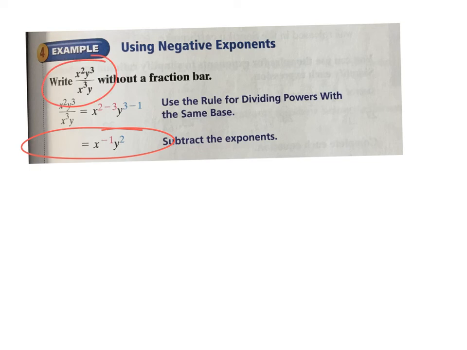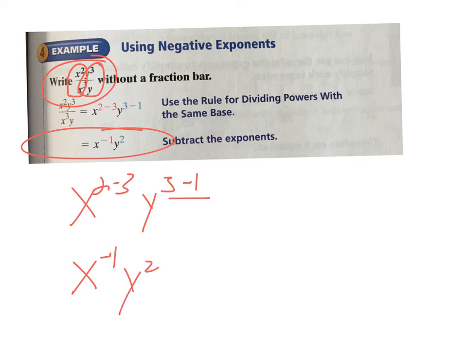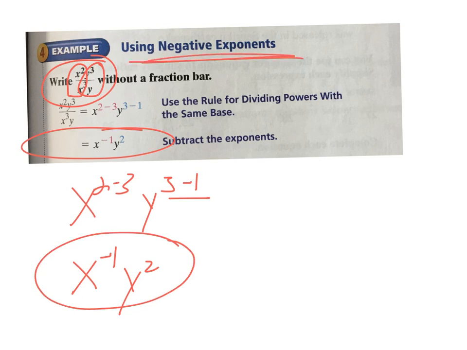So these guys, taking a look here. We start with x squared over x cubed. So that's x to the 2 minus 3. And then y to the 3 minus, there's technically a 1 there, right? 3 minus 1. So 2 minus 3 is negative 1, so x to the negative 1. 3 minus 1 is 2, so y squared. Again, that's not simplified form. That's just doing it without a fraction bar, using negative exponents.